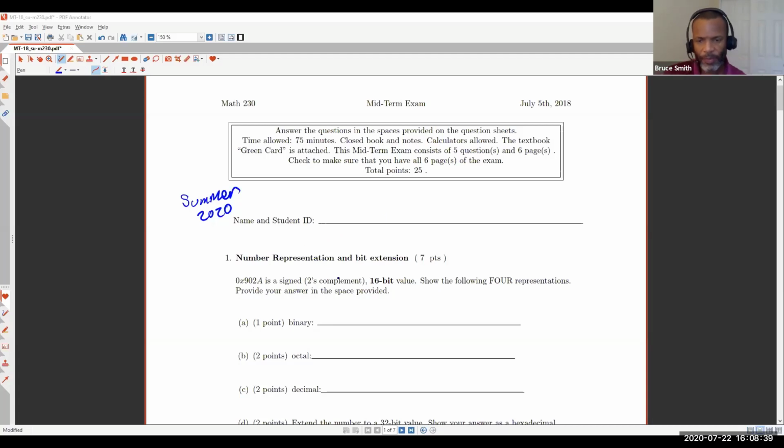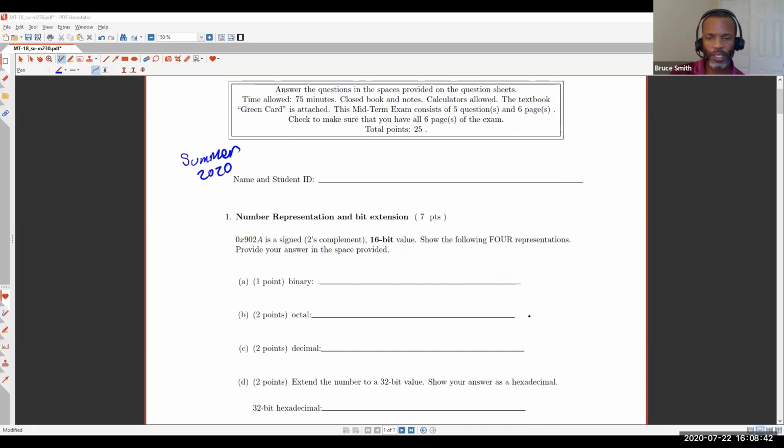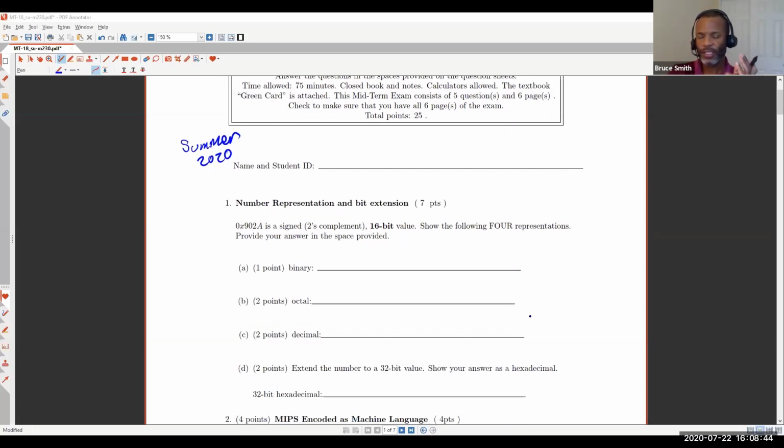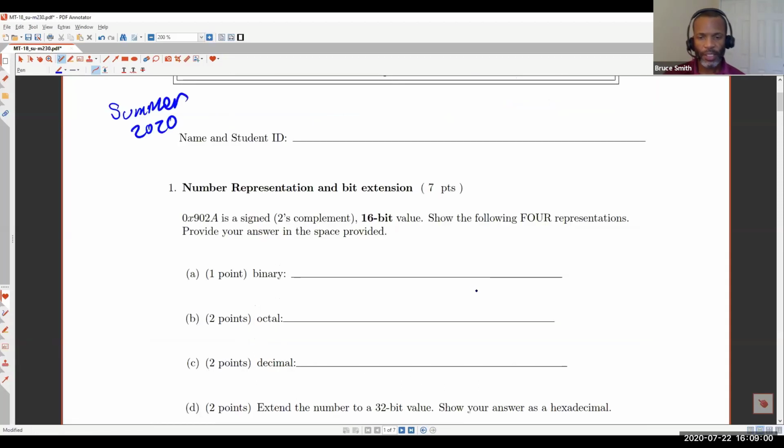So some of the basic things we've looked at, and hopefully some of the practice you've been able to get on Canvas with these participation quizzes, will help you approach these problems. So the first one here asks you to represent a hexadecimal value using binary notation. And it says that it's an assigned 2's complement 16-bit value.